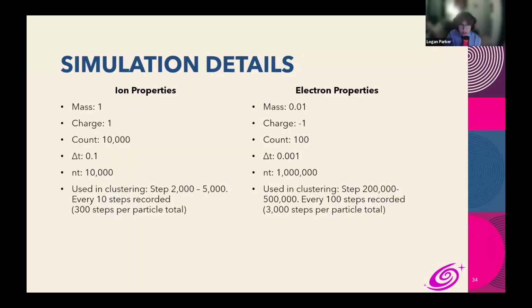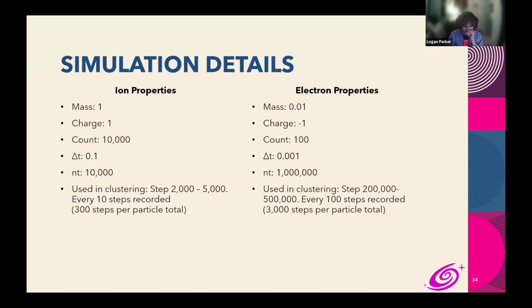So here are the simulation details. All of our ions have a mass of one, a charge of one. We are using 10,000 of them with a time step of 0.1 and 10,000 time steps. Our electrons have 1/100th of that mass, a negative one charge. We're using 100 times less, as well as a 100 times smaller time scale and number of time steps.